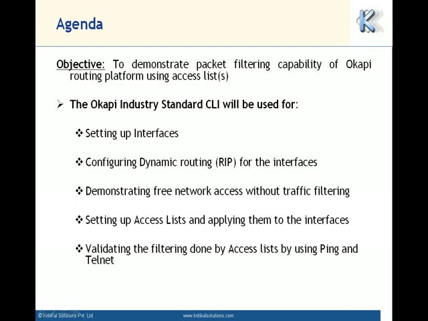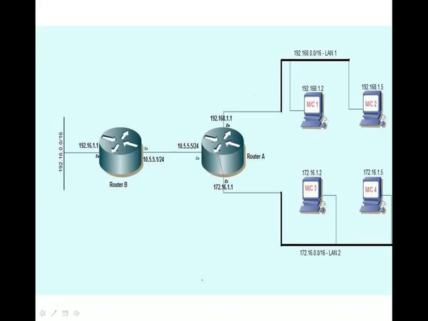Configure dynamic routing by using RIP, demonstrating free network access without traffic filtering. Setting up access lists by using the access list command and associating each list with its respective interface through the IP access group command. Finally, the access lists will be validated for the filtering capability through the ping and telnet commands.